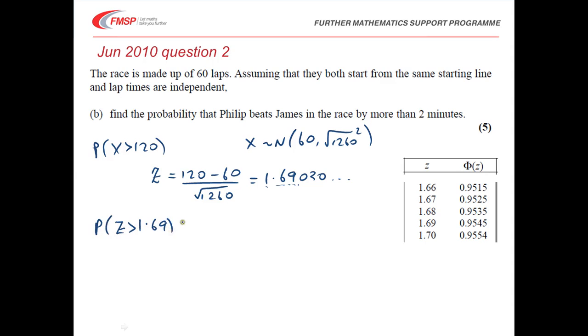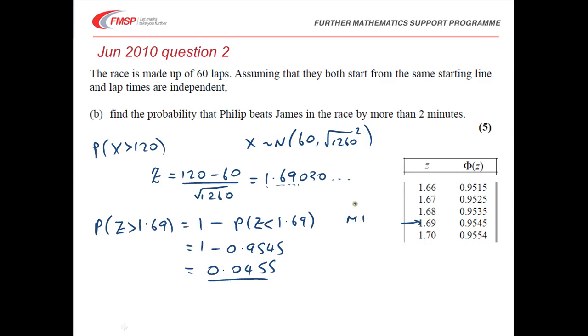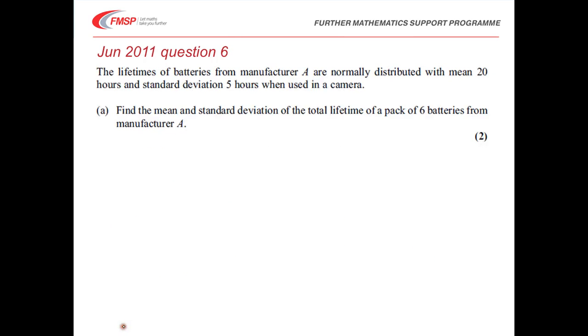Now I don't like that, so I'm going to turn it round, as we should do, so it's cumulative. And then I'm just looking at 1.69 in the table. So it's 1 minus 0.9545, which is going to give me a value of 0.0455. So the final 2 marks, you get 1 mark for correctly standardizing and doing 1 minus, that's quite important, and your final accuracy mark for getting the correct value at the end.